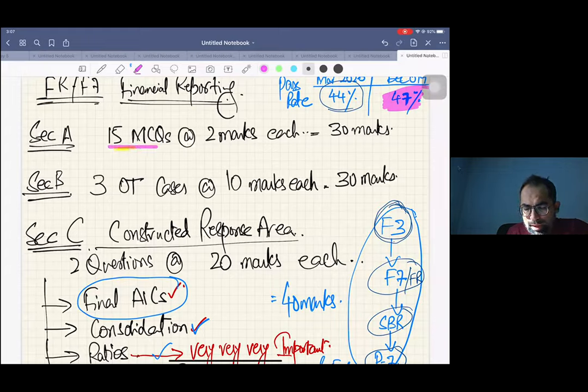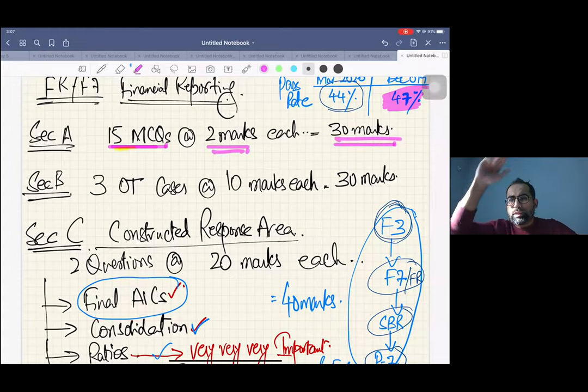Section A will have 15 MCQs, 2 marks each, for a total of 30 marks. Now the question is, sir, from where will we get this area from? From anywhere. It's a mix area. The examiner may give questions from anywhere: consolidation, IAS, ratios, any area they can give. There is no fixed area, no guarantee for this, right?